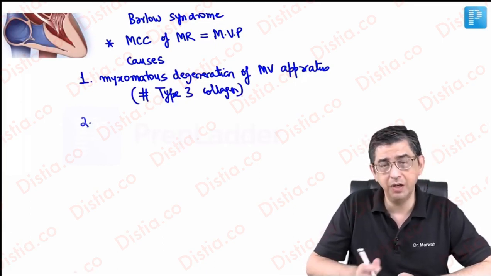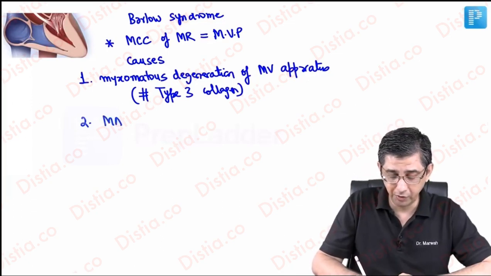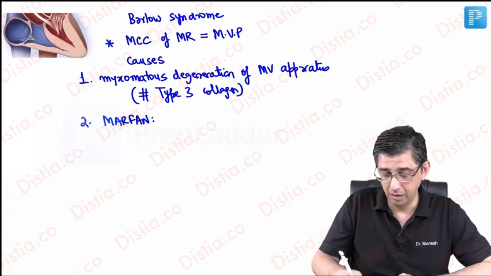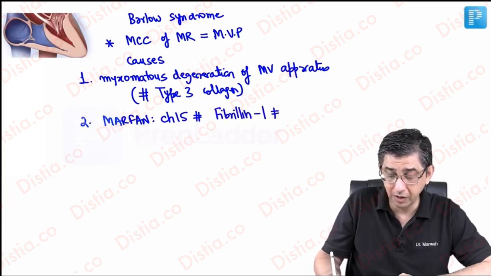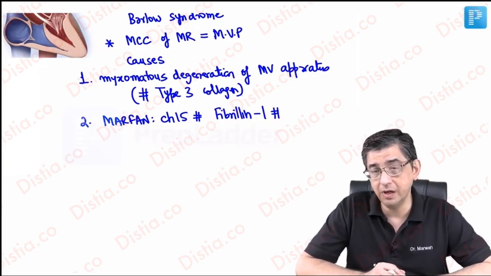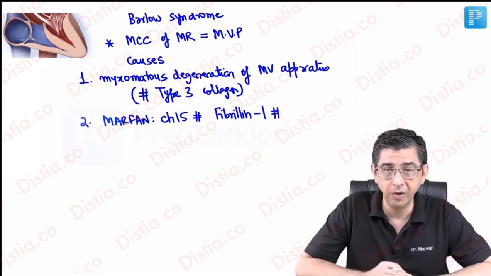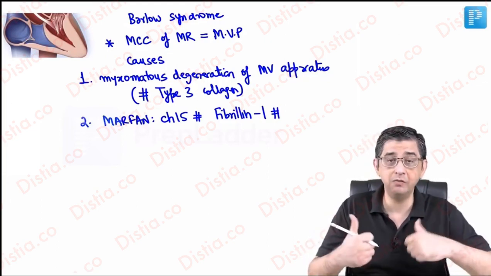Over and above this, it can be associated with connective tissue disorders also. One of the important connective tissue disorders that you are familiar with is related to a defect on chromosome number 15. The protein that is defective here happens to be fibrillin 1, and these patients can not only have MVP, but they can also have aortic root dilatation. They can even have aortic dissection. In fact, you very well know that in Marfan syndrome, the height of the patient will be fairly substantial and the arm span will be more than the height.